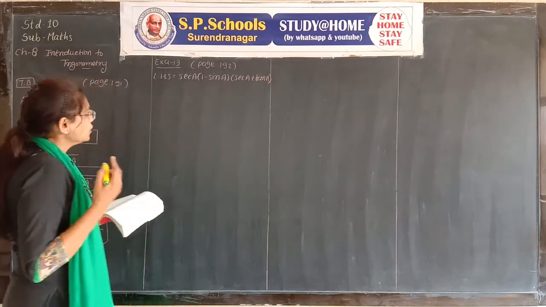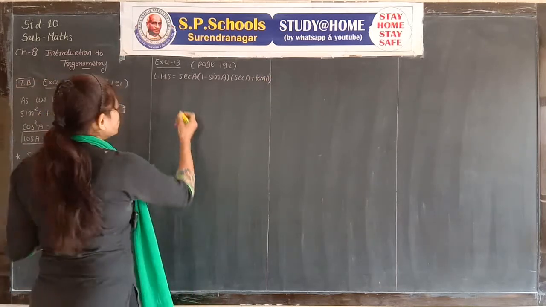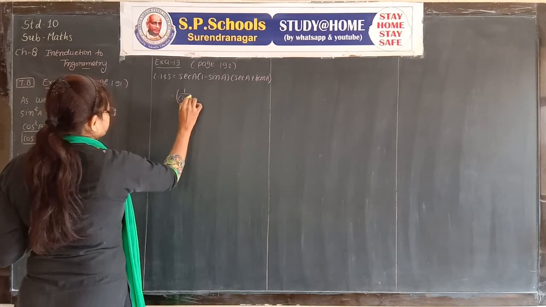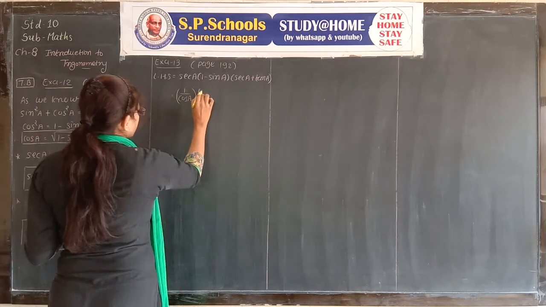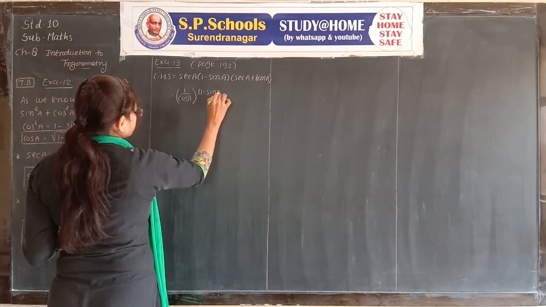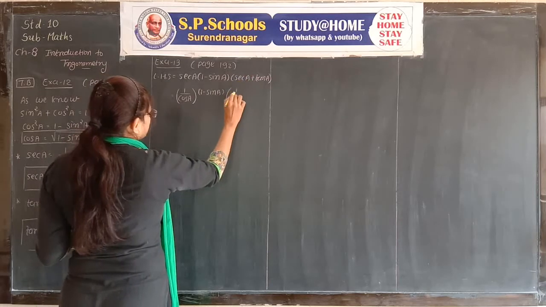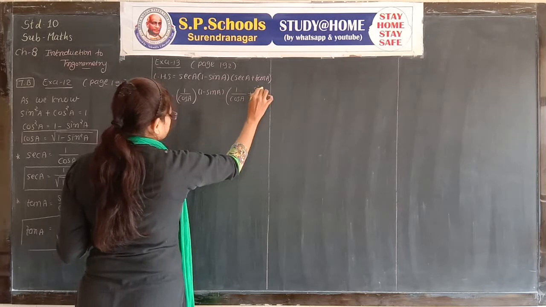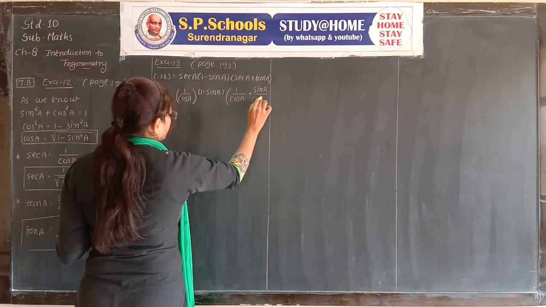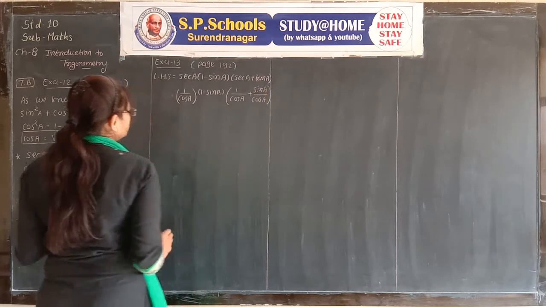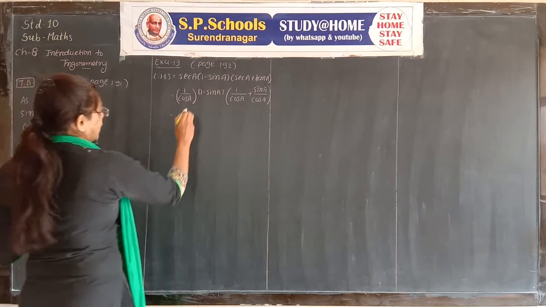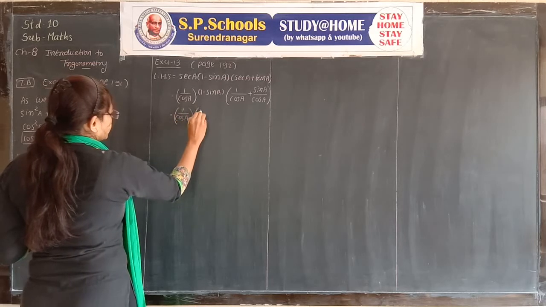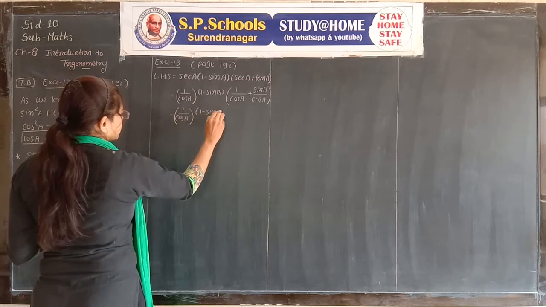Now we convert all the trigonometry ratios in form of sine and cos. Instead of sec A, write 1 upon cos A. 1 minus sin A remains as it is. And sec A is equal to 1 upon cos A, and tan A is equal to sin A upon cos A. Done. Now 1 upon cos A remains as it is, and 1 minus sin A remains as it is.